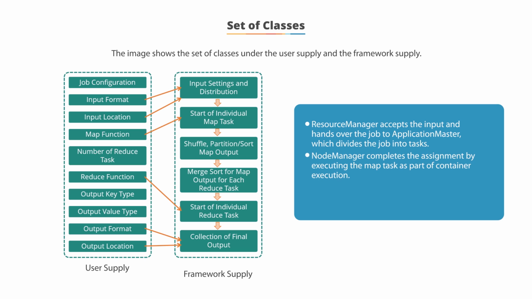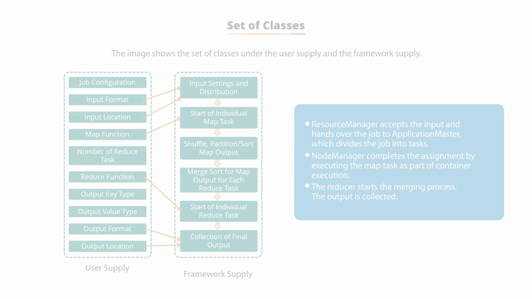Once the assignment is complete, the node manager will start the map task. It performs shuffling, partitioning, and sorting for individual map outputs. Once the sorting is complete, the reducer starts the merging process. This is also called the reduce task. The final step is collecting the output, which is performed once across all the individual tasks once they're completed. This reduction is based on programming logic.